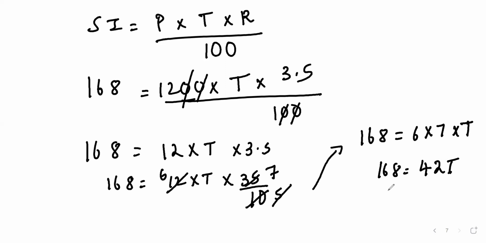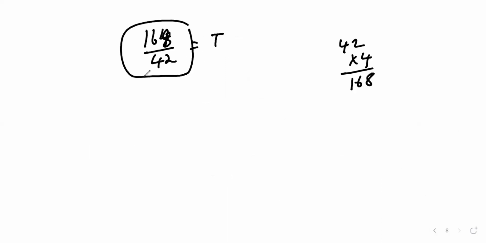Okay, so our T is what? 168 by 42 is equal to T. So 168 by 42. So what is it? 42 into 4 is 168. Just look back. Yeah, so it will be this, isn't it? And of course, it will be years. 42 ones are 42, 42 fours are 168. So T is equal to 4.